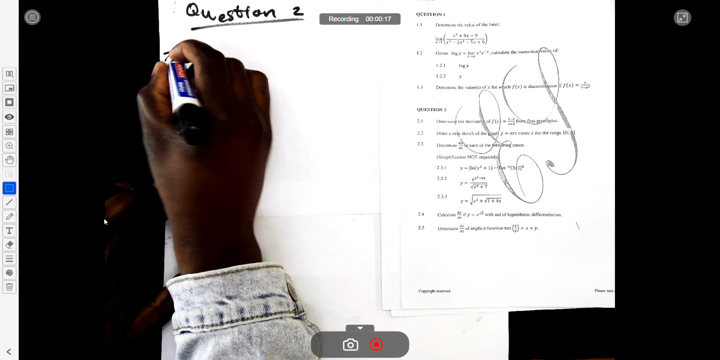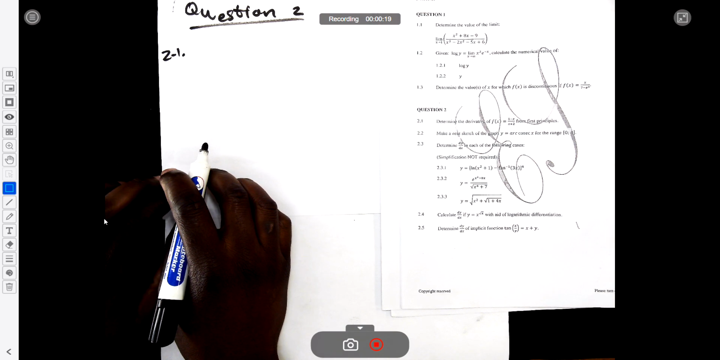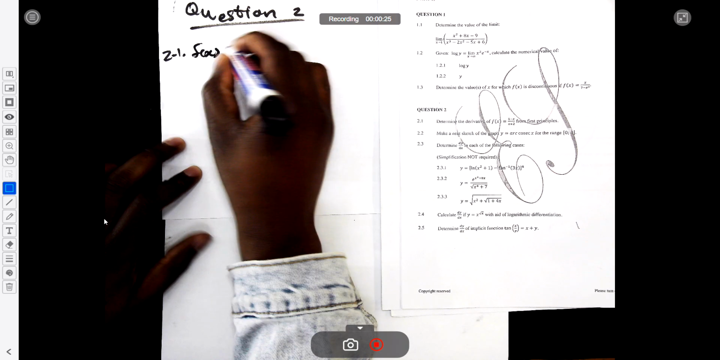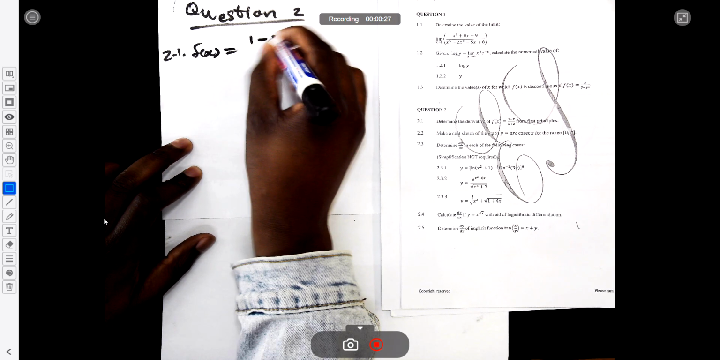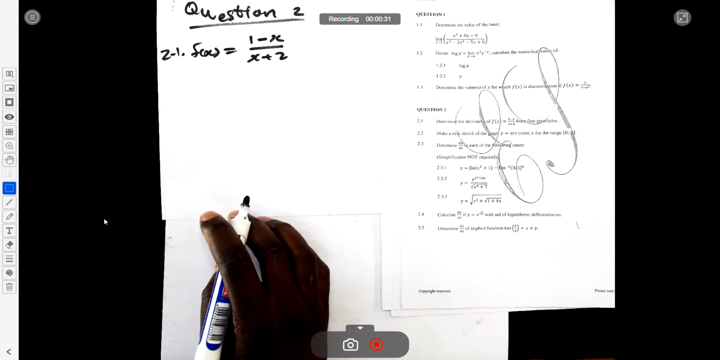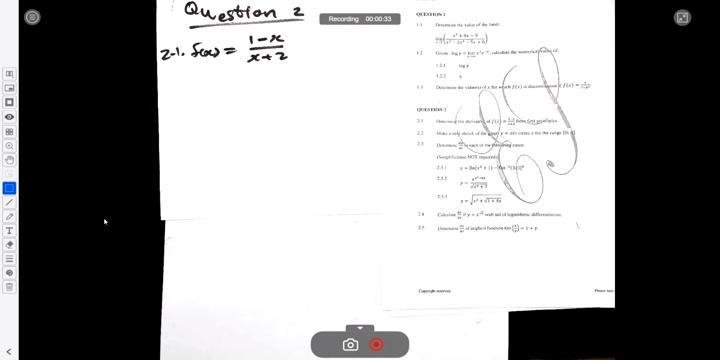So we have to determine the derivative of f of x, which is equal to 1 minus x all divided by x plus 2, from first principle. So we're doing first principle. It's not visible in the question paper here.